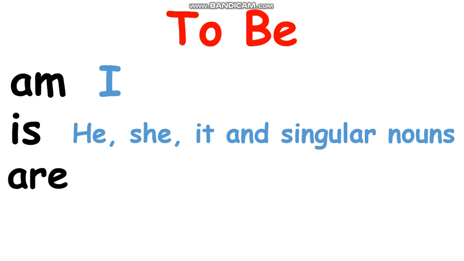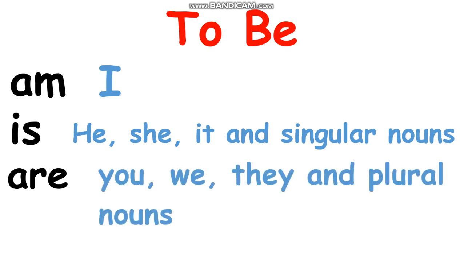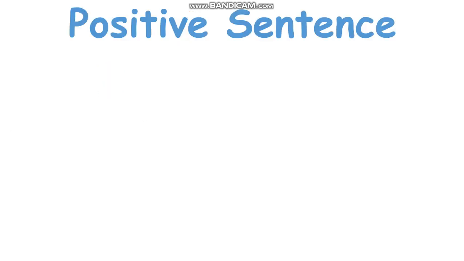How about are? We use are with you, we, they, and plural nouns. Do you know plural nouns? Plural nouns are nouns that have more than one. For example, two teachers or many students, so that's called plural nouns. Okay, so let's continue.